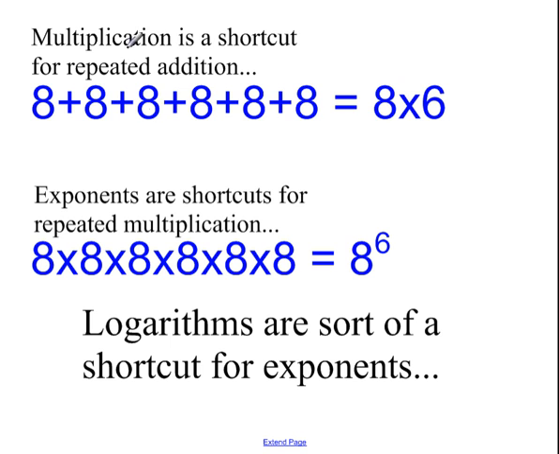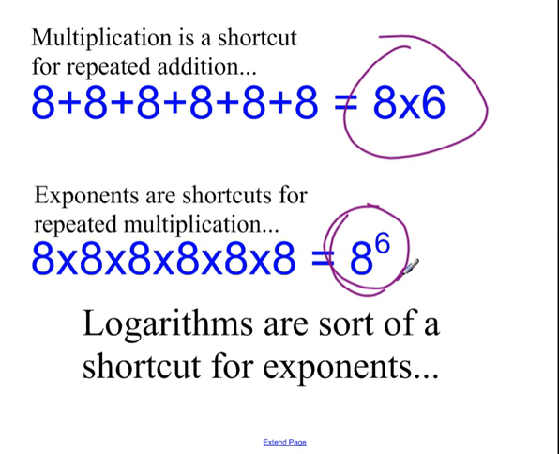So, what logs are? The same idea that multiplication is a shortcut for repeated addition, like 8 plus 8 plus 8. People got tired of writing that, so they're like, let's multiply. 8 times 6 is the same thing as adding 8 six times. It makes it easier for us, it shortens so much work. Exponents, same thing. Exponents just mean, hey, take 8 and multiply it 6 times. Instead of having to write this out and work it out 8 times 8, then times 8, then times 8, we can just figure out what 8 to the 6th power is.